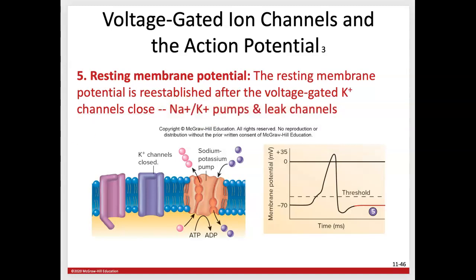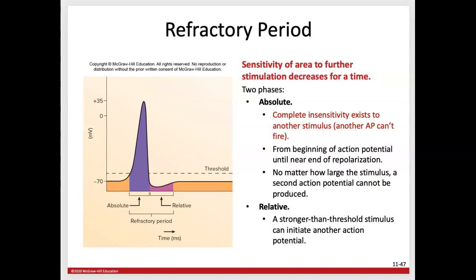All right, we'll keep going here for a minute. The refractory period is the sensitivity of an area to further stimulation. This decreases for a little time, and basically it means that another action potential can't fire right behind it until we get to a certain point in the existing action potential. So they're called refractory periods. There are two phases, absolute and relative. During the absolute refractory period, there's a complete insensitivity to another stimulus, so another action potential absolutely cannot fire.